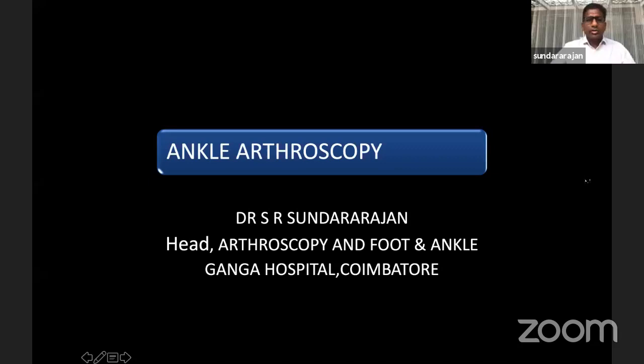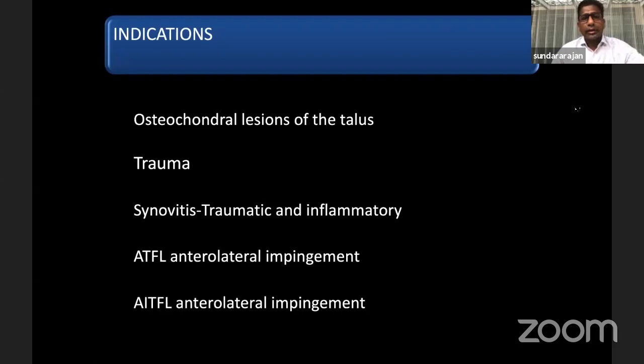Okay, so my talk is about ankle arthroscopy portals and anterior impingement. You can do an ankle arthroscopy for various indications. One of the most common indications is OCDs, osteochondral defects of the talus, sometimes in the tibia. Of course, in traumatic situations where you want to do a fracture fixation, you want to see the articular cartilage in intra-articular fractures.